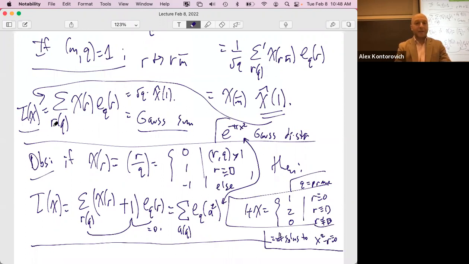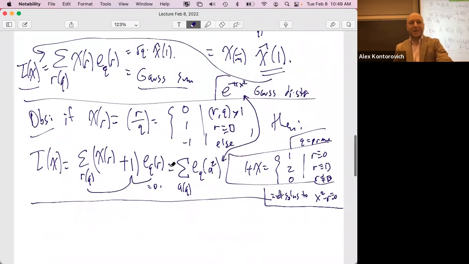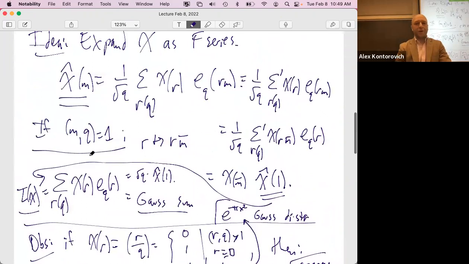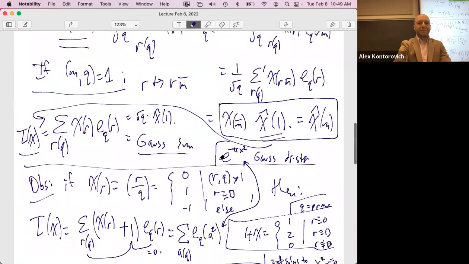Okay, so we have this thing. What about if M and Q are not co-prime? What if M and Q have a factor in common? So this is where things get interesting. So what have we proved so far? If M and Q are co-prime, then you've got this formula. The Fourier transform is just the Gauss sum times chi of n. Exactly. Okay, that's the formula.